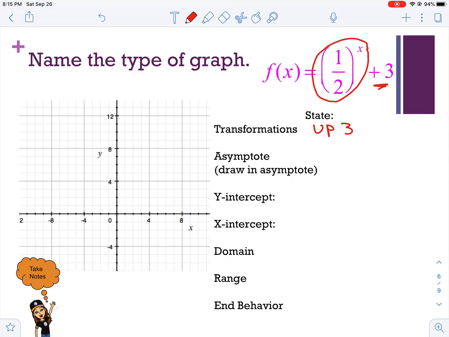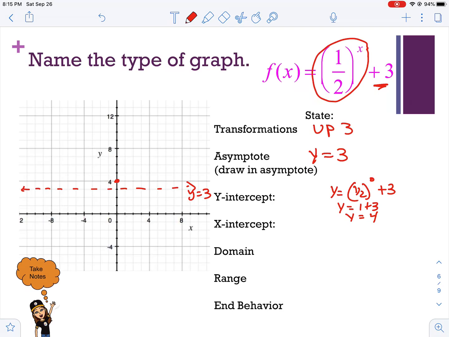My asymptote now has just got shifted up 3. So I know that my asymptote will be at y equals 3. So again, I'm going to come on here, I'm going to draw my dotted line for my asymptote. That's y equals 3. If I want to figure out my y-intercept, I can do 1/2 to the 0 plus 3. Again, anything to the 0 power is always 1. So 1 plus 3, that tells me that that is at 4. So I know it will cross at 4.